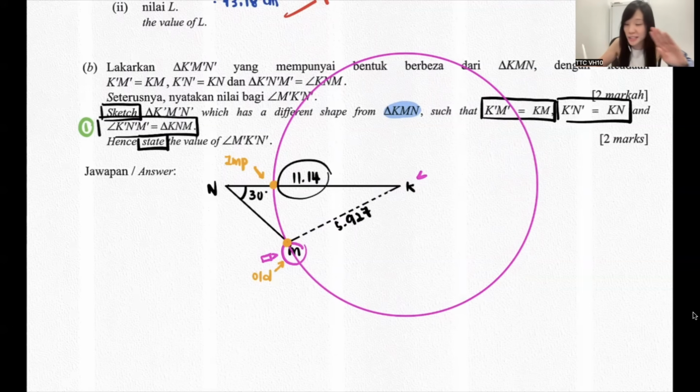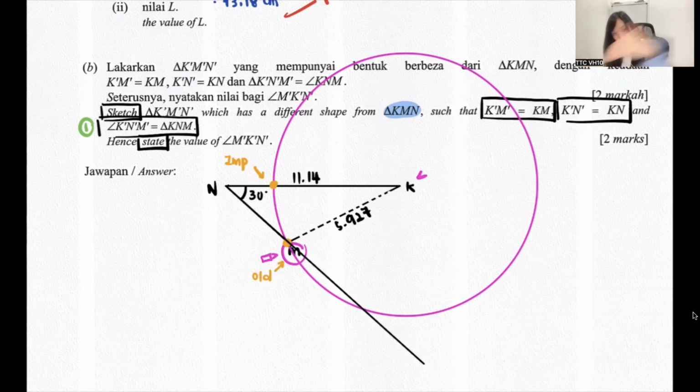11.14, fixed one, don't extend it. 5.927, fixed one, cannot extend it. So isn't it the only thing you can extend is KM? Do you guys realize, if you extend KM more? Wow, there's one more point here. I think this is my new point. Isn't the new point called N prime?